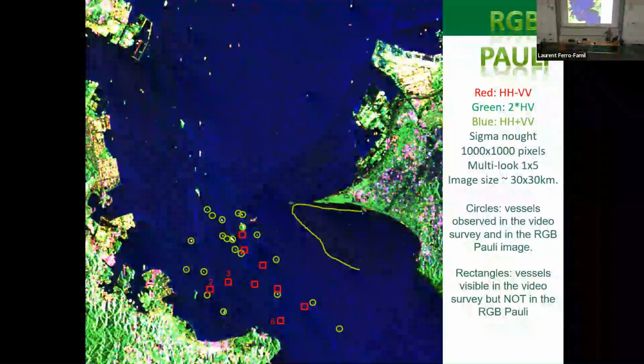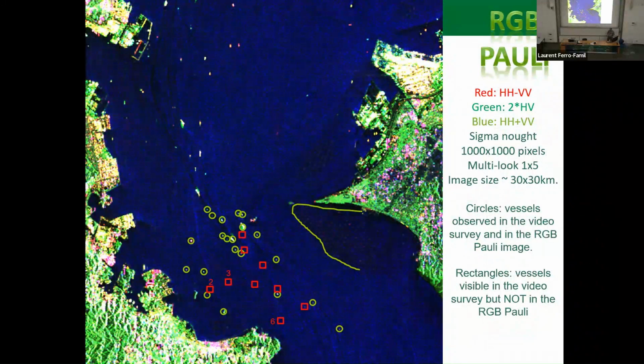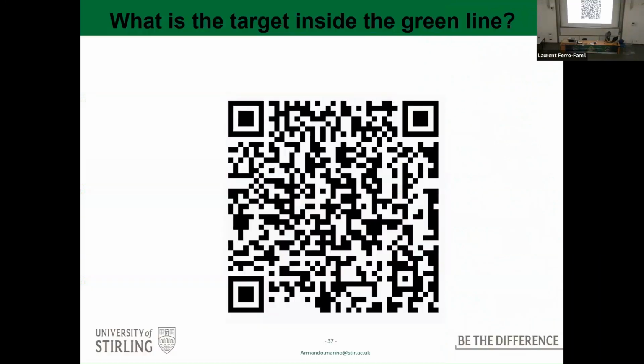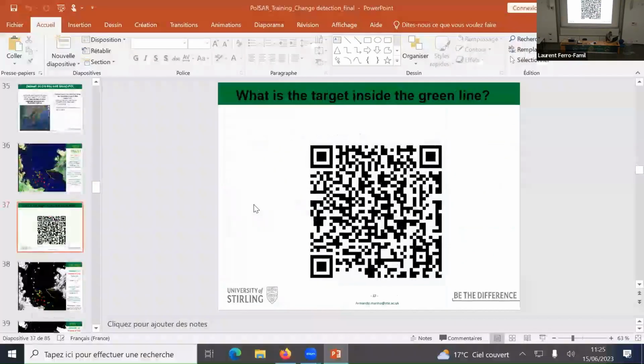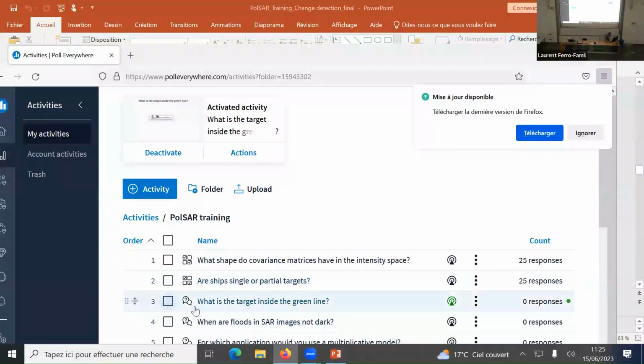So these were all small wooden boats. So maybe that's the reason why we don't see them at all. And there is something here as well, inside this green line here. And here comes the next question. So, where is it? Yeah, what is inside the green line?